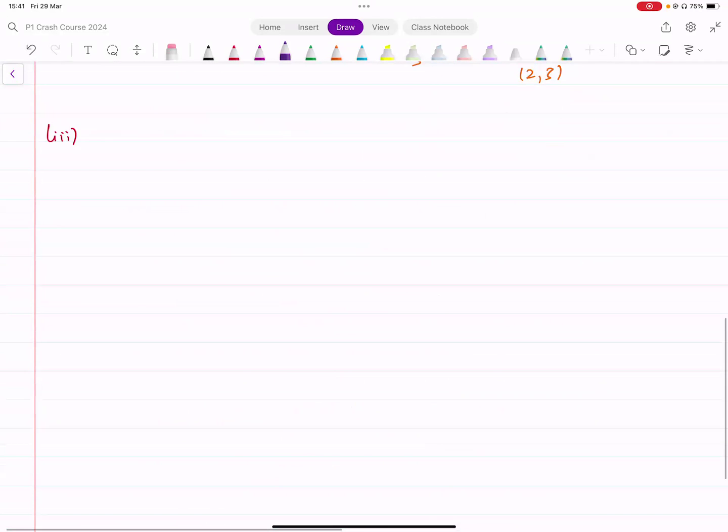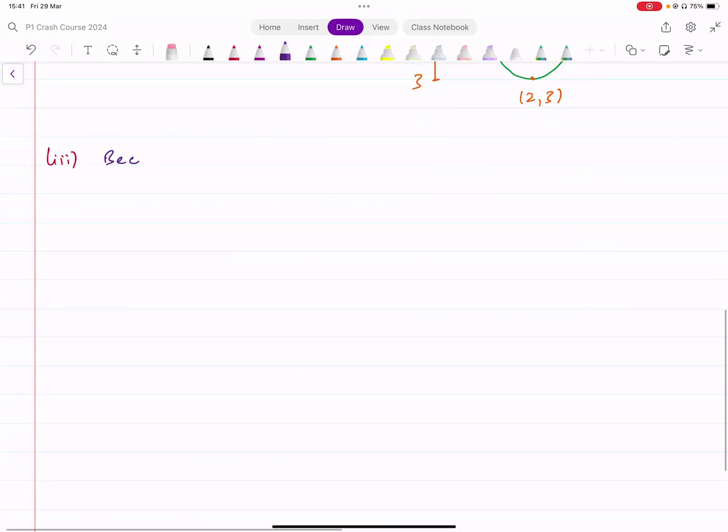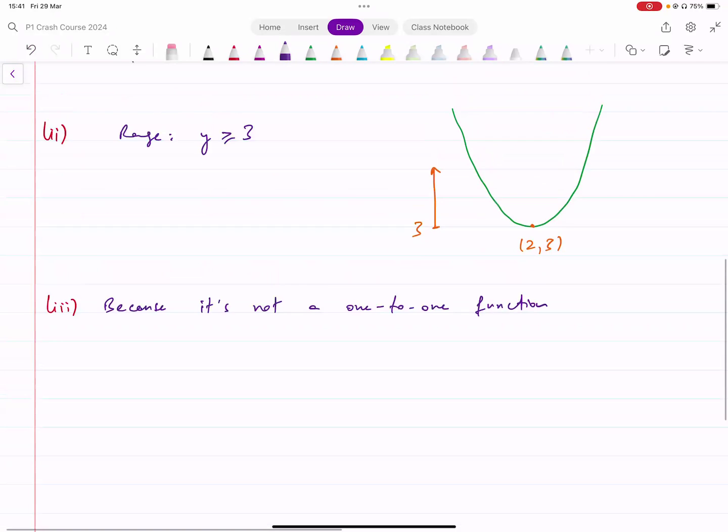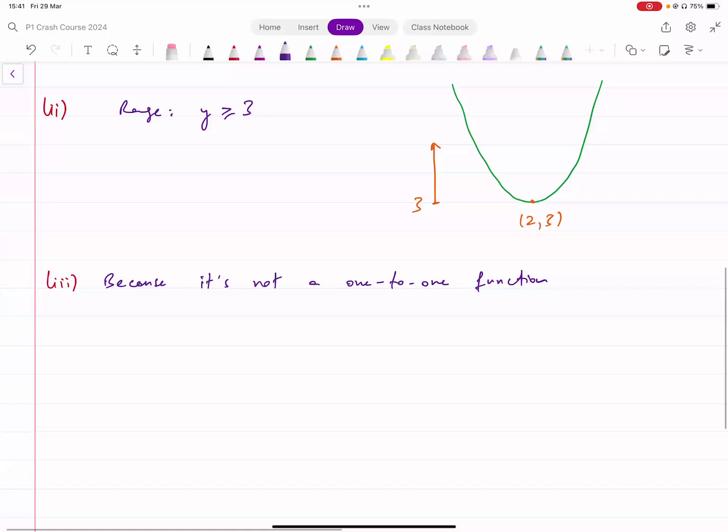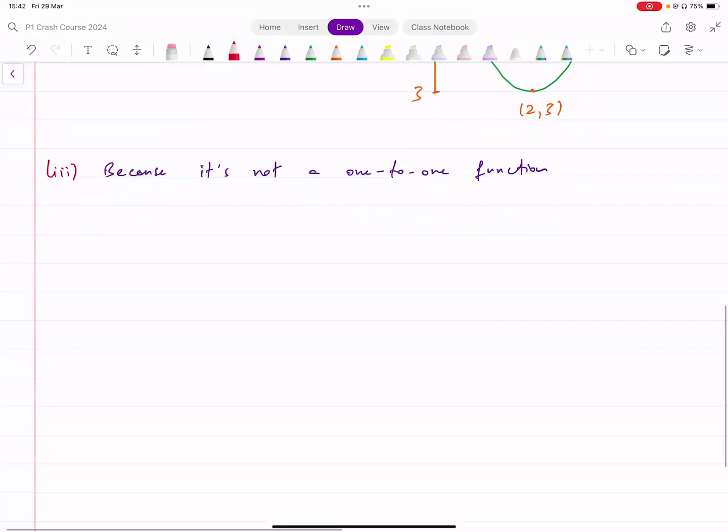because it's not a one-to-one function. That's all that you have to write there. Okay, you don't necessarily need to refer to the horizontal line test and how that's failing. That's for your own understanding. The final result, the statement that you have to write is just this, that this is not a one-to-one function. That is why it does not have an inverse. Okay, part 4 now.